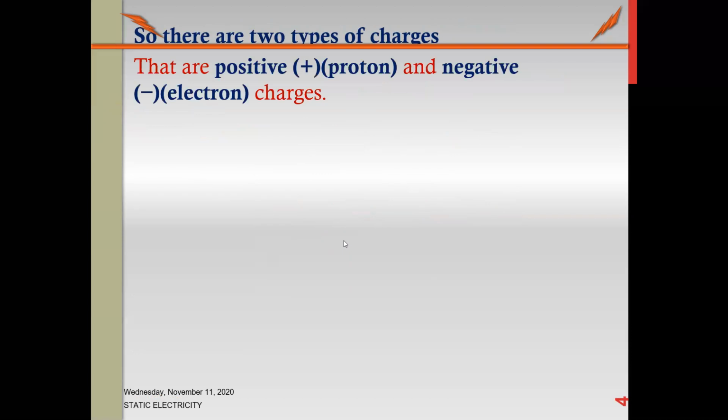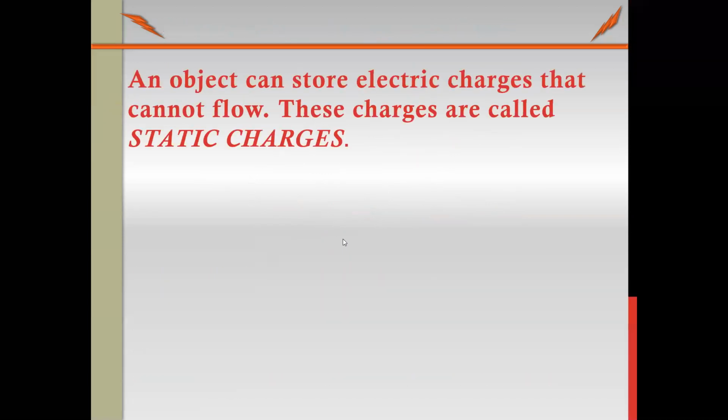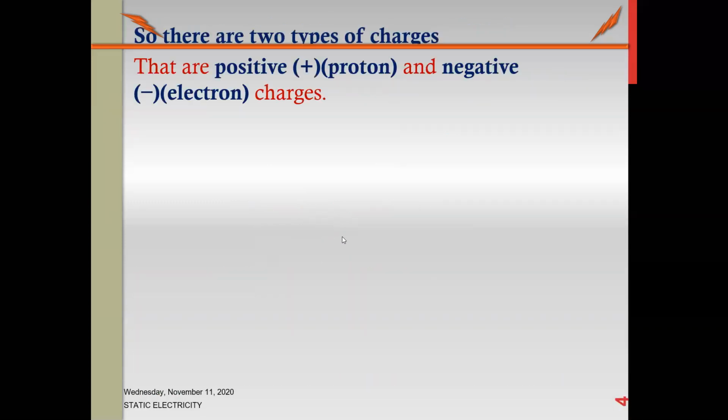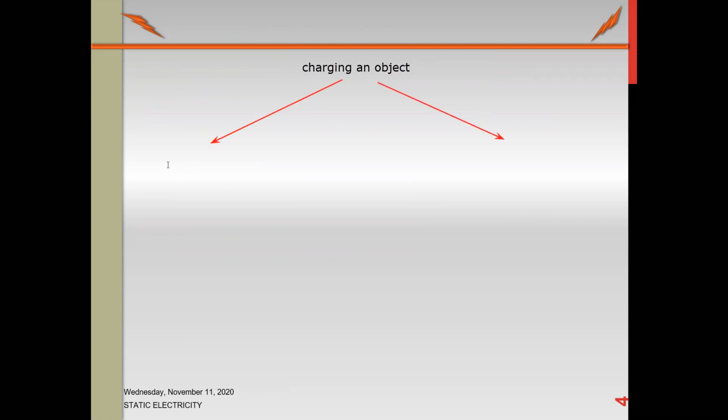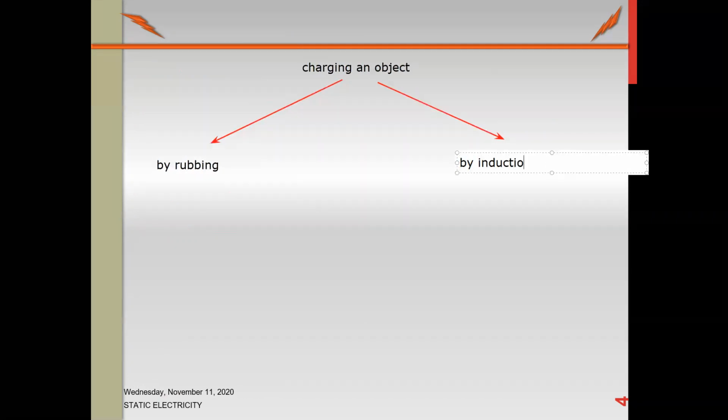So how can we charge an object? As we discussed already, there are two types of charges. Positive charges, or protons, and negative charges, or electrons. How can we charge an object? There are two ways by which we can charge an object. One is by rubbing. Another one is by induction. These are the two ways by which you can charge an object.